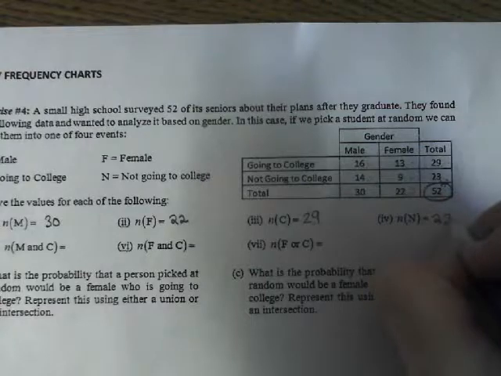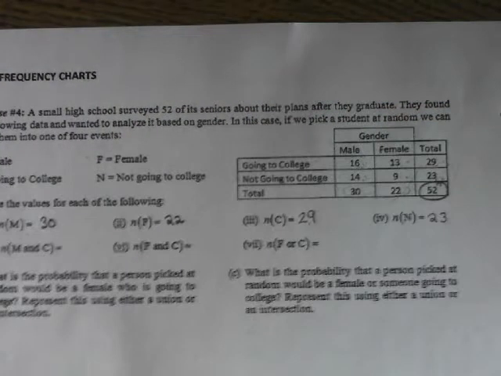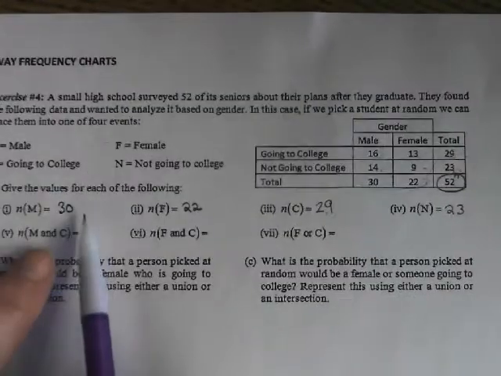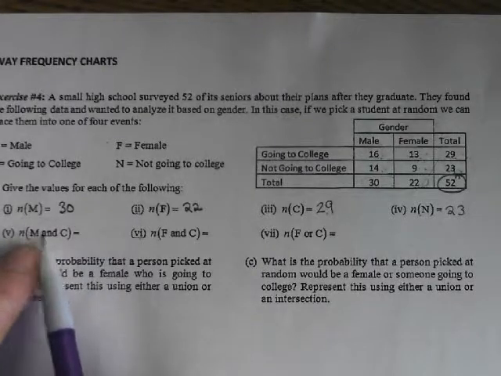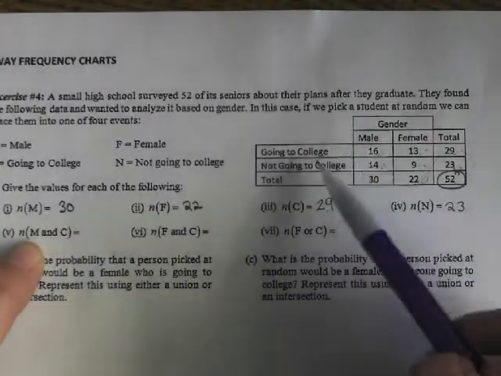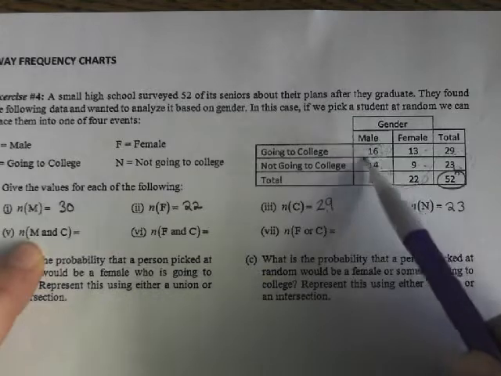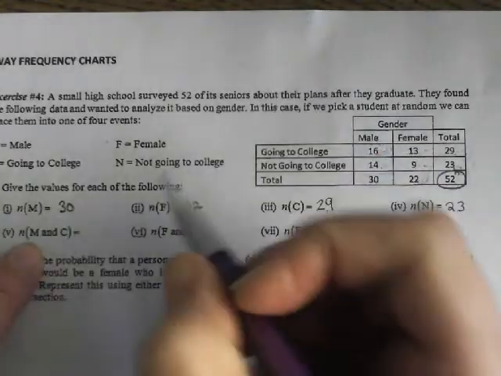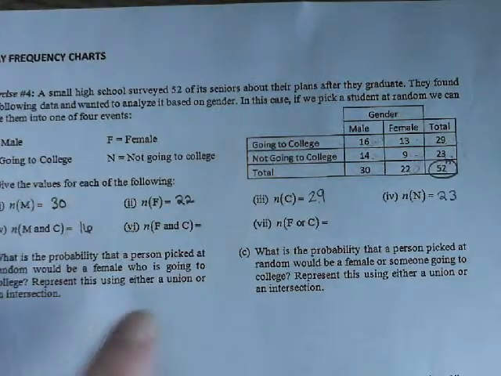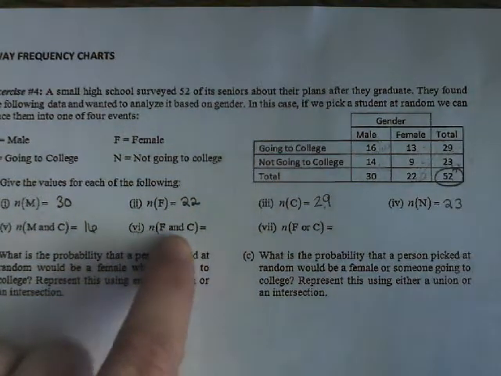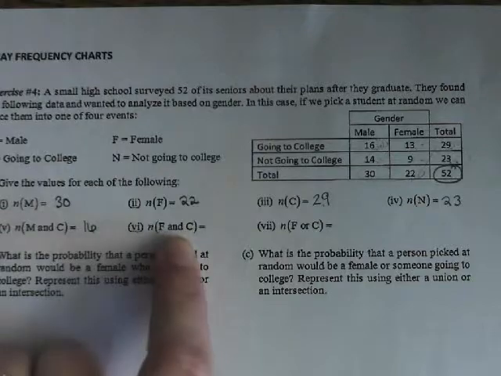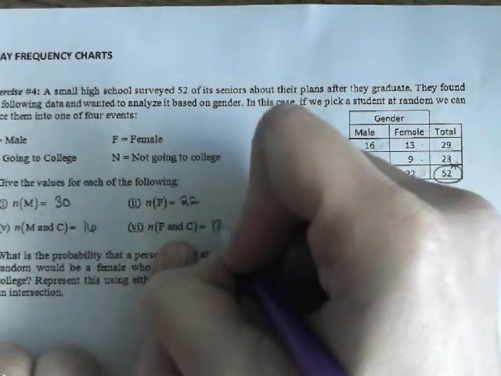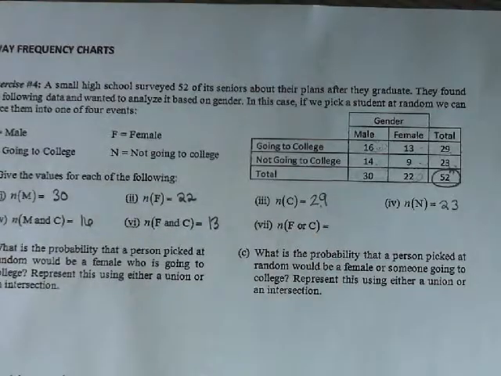Okay? So now we get the "and" and the "or" thing going on here. What was the number of people who were male and going to college? That's what was originally given to us, the 16. Those are your males who went to college. The number of females who went to college? 13. And what is our number of people who are either female or going to college?